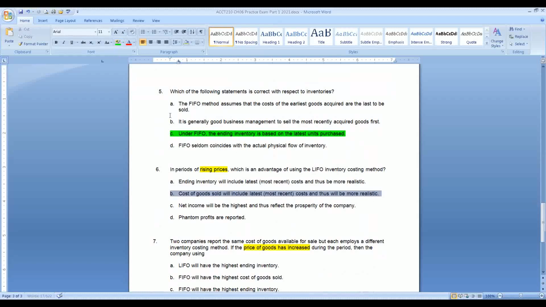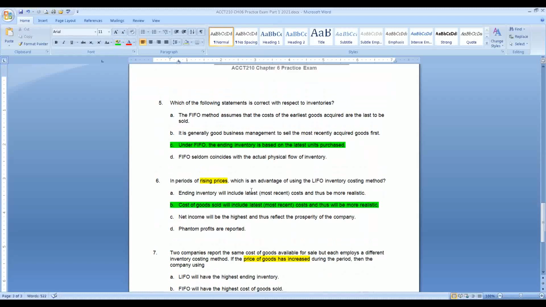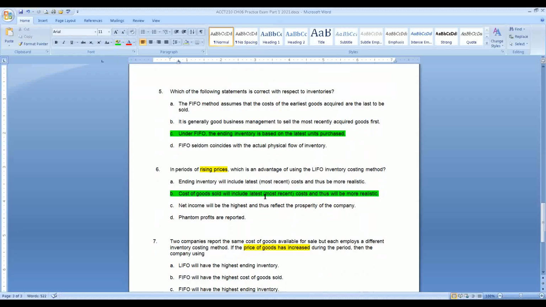Cost of goods sold. So we're saying that the last ones in are the first out. Last ones in are the first sold. So cost of goods sold had the latest, most recent cost. That's true. It will have the oldest cost in the ending inventory because it'll be the first ones in. And those first ones in could be 50 years old.